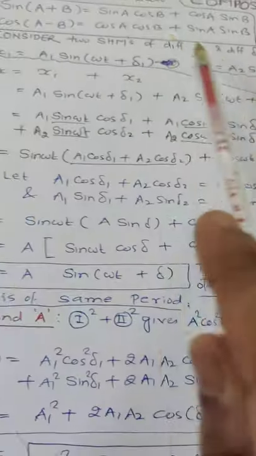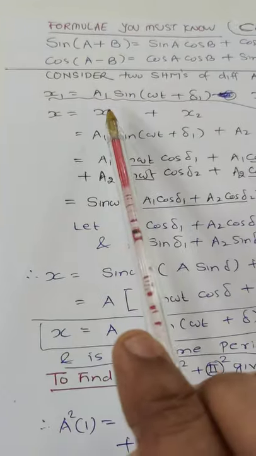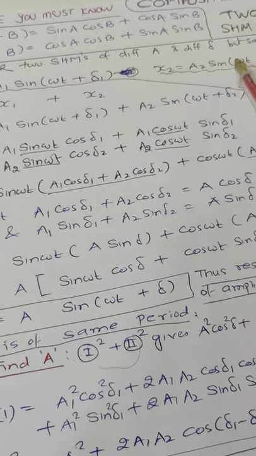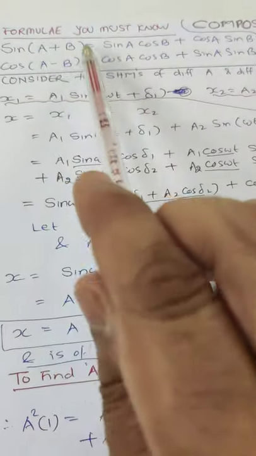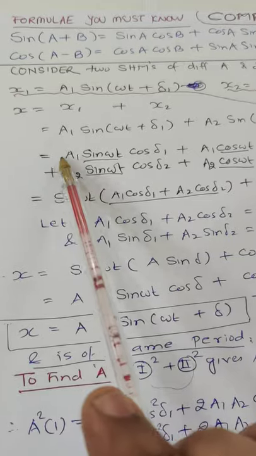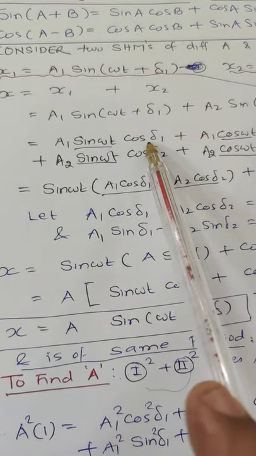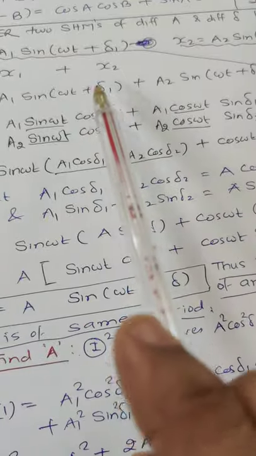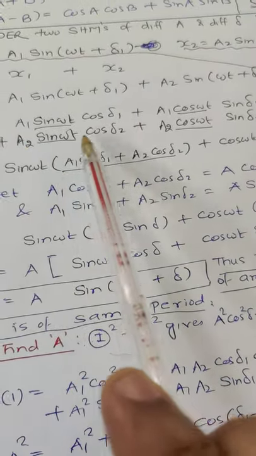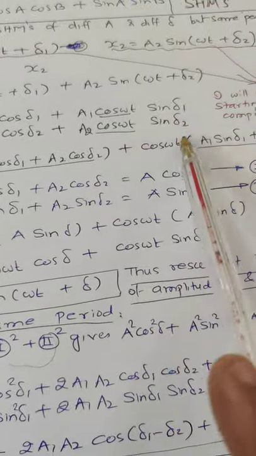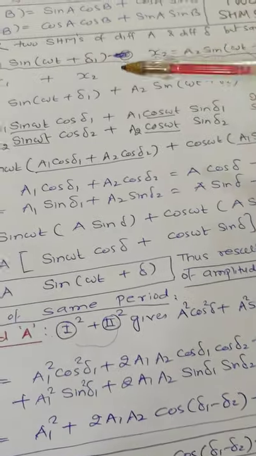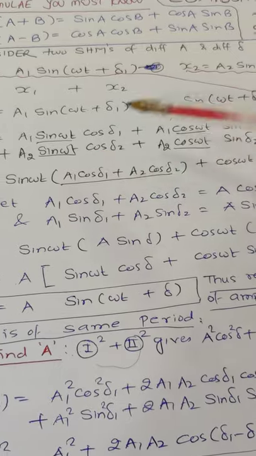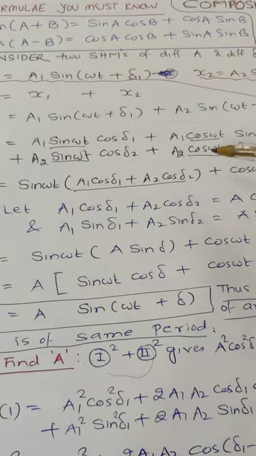When these two SHMs combine, what is the resultant x equal to x1 plus x2? Yani ki this plus this. Then apply the sine a plus b formula to this. So therefore a1 sine omega t cos delta 1 plus a1 cos omega t sine delta 1. A1 multiply andar dono hoga na. Similarly a2 sine omega t cos delta 2 plus a2 cos omega t sine delta 2. Kya karo malum hai? Expansion of this. Exactly, expansion of this ke niche likho. I'll tell you the advantage. Advantage kya hoga malum hai?